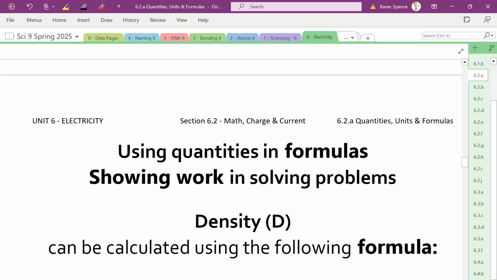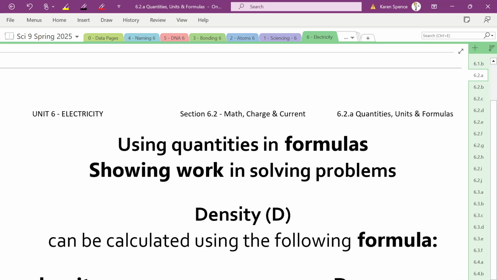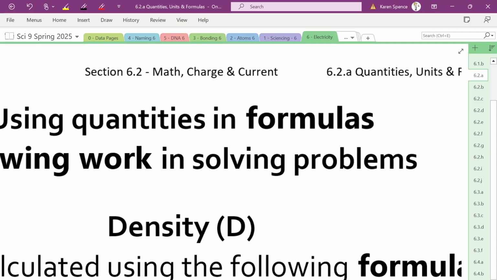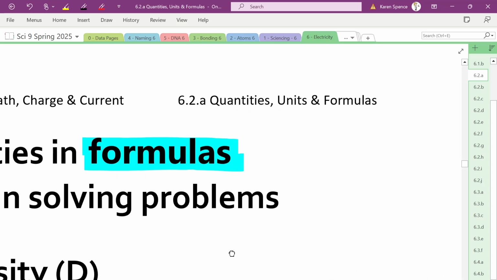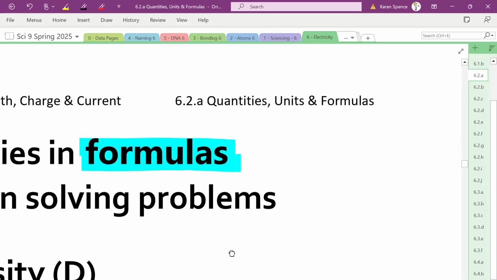Okay, next page. Remember, we are now looking at some formulas, mathematical formulas or physics formulas. Formulas are also known as, could you turn around, please? Thank you. These are also known as equations.